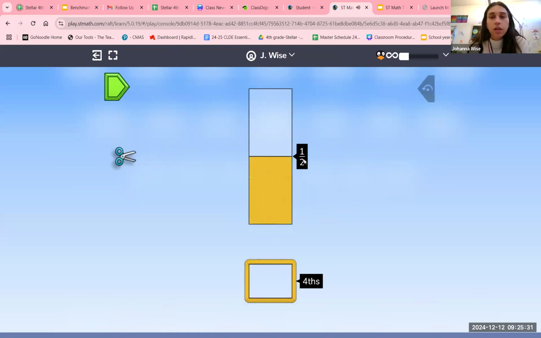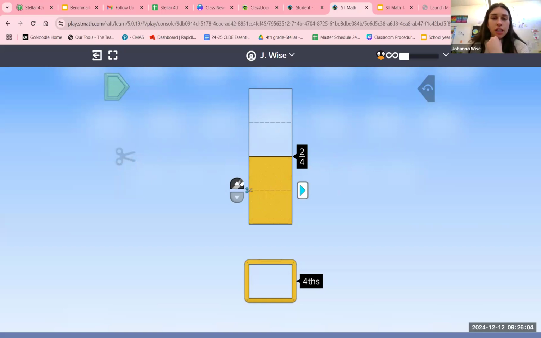Now I have 1/2. 2 parts, 1 is shaded in. I need to make it into fourths. What number can I multiply by 2 to get to 4? I know 2 times 2 equals 4. So if I multiplied 2 times 2, that would be 4. 1 times 2, because whatever I multiply to the bottom, I also multiply to the top. Whatever I multiply to my numerator, I need to multiply to my denominator. So 2 times 2 is 4. 1 times 2 is 2, so it's going to be 2/4.